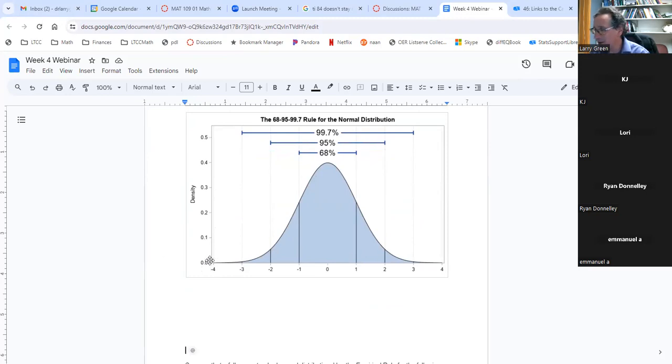Any guess on what the math equation is? I'm joking, you're never going to guess it. It's 1 over sigma times the square root of 2 pi times e to the negative x minus mu over sigma quantity squared all over 2. It's a brutal formula. And the good news is you do not have to know that formula for this class. Got it? I said it fast.